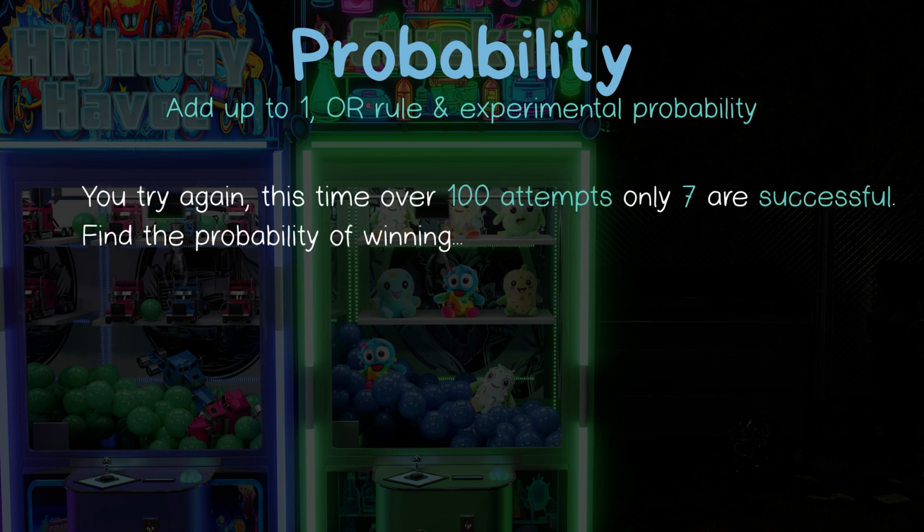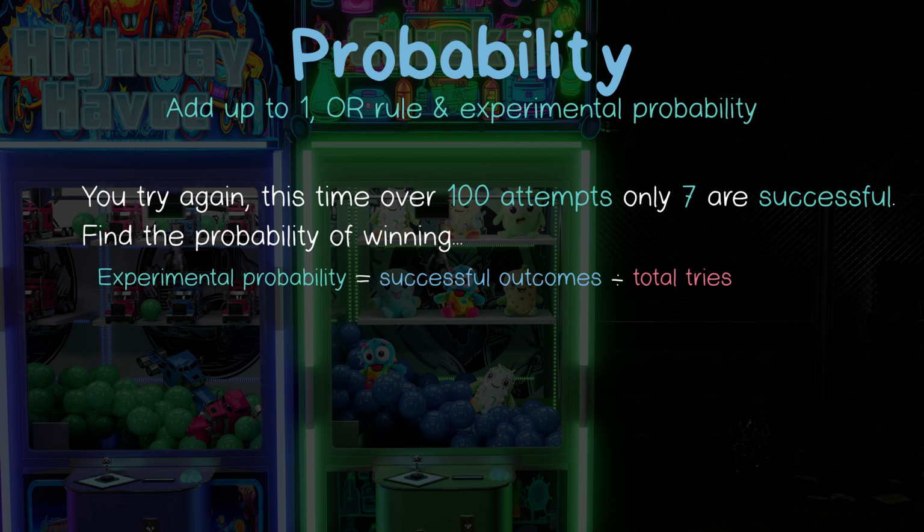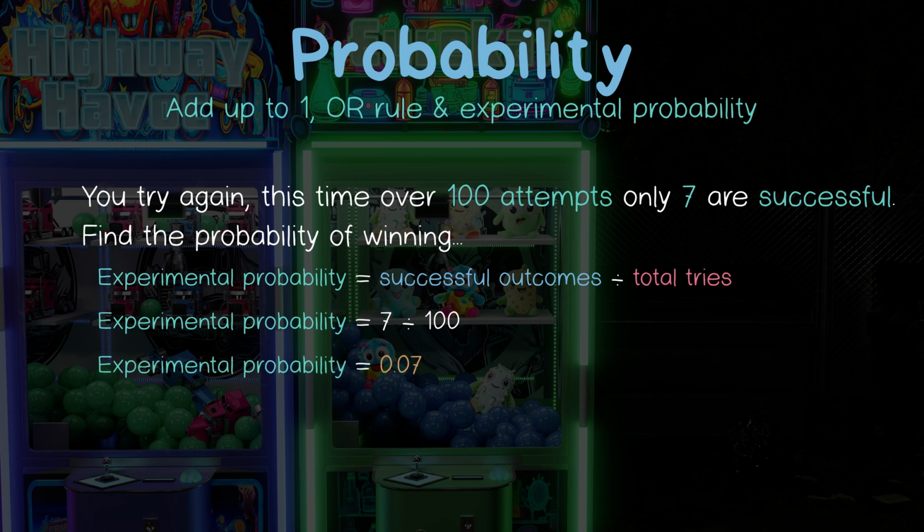What if the claw instead had held on to her 7 times? Then what would our probability be? Now we would just divide, again, our number of successful tries, 7, by 100, giving us 0.07 as our probability.